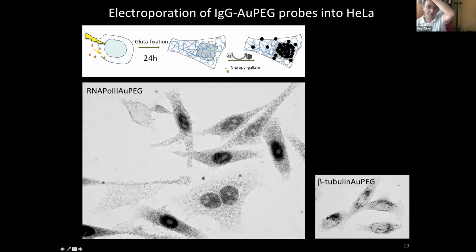Again, we did some silver staining. So this is the result we obtained with an antibody conjugated to POL2, an antibody that targets the RNA polymerase II. You can see that they enter the nucleus, and they seem to stain the nucleus much like the antibody does.